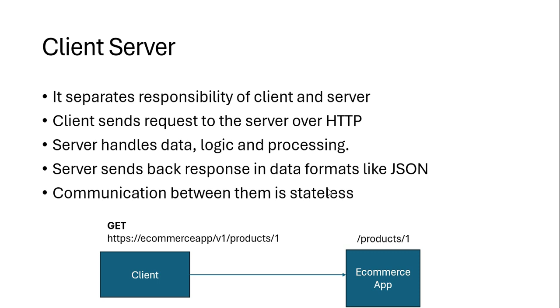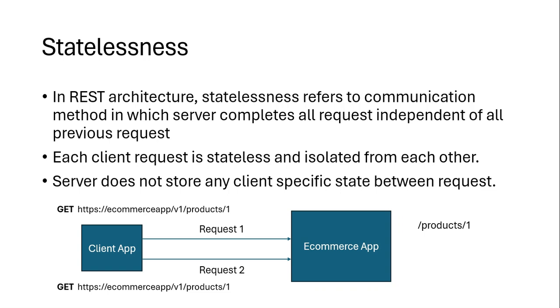The communication between them should also be stateless, which is the next point we're going to discuss. This is pretty simple. The next principle is statelessness. In the REST architecture, statelessness refers to a communication method in which the server completes all requests independent of the previous request. Here in the e-commerce application, each request is stateless and isolated from each other.